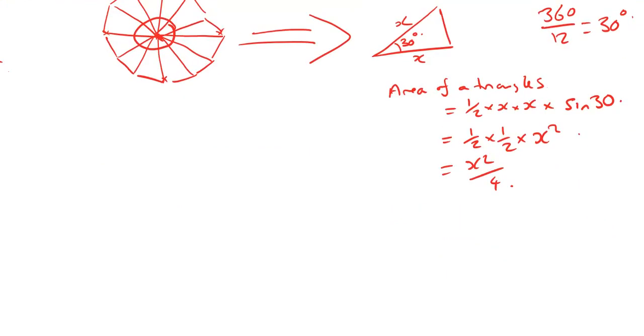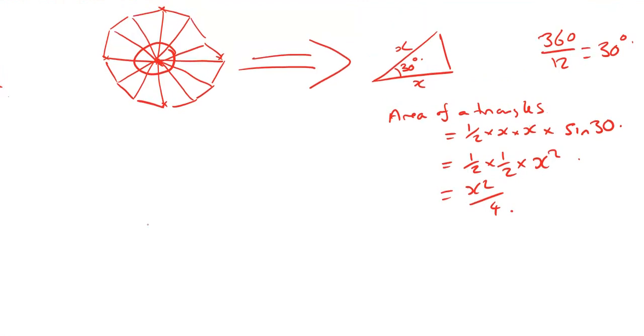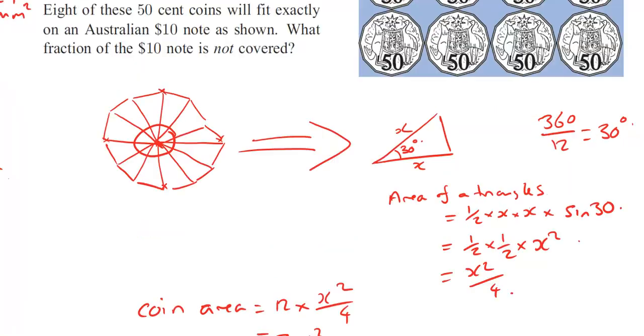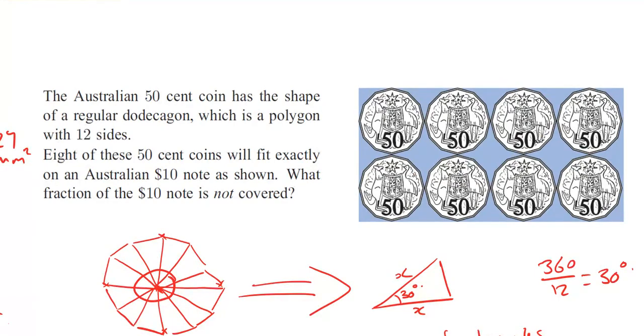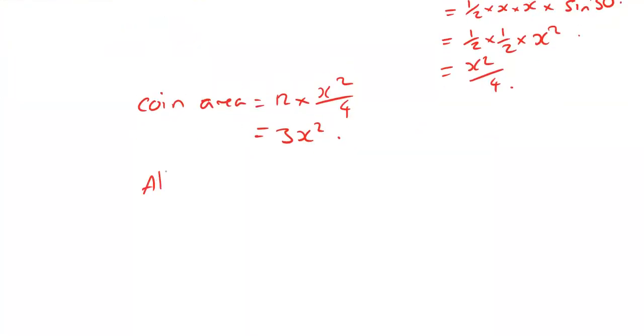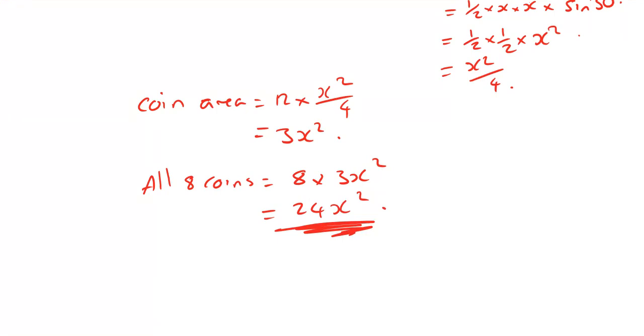But in our coin, we have 12 of them. So we could write down very easily the area of a coin. The coin area is going to be 12 lots of x squared over 4. So, of course, that is 3x squared. And going back to our original problem, we have 8 of these coins. So all 8 coins is going to be 8 lots of 3x squared, which, of course, is going to be 24x squared. So this is an expression that we do have, and this is the area of all 8 coins.